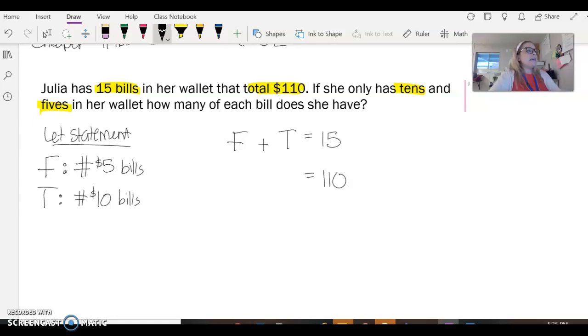So I need to take, remember, F stands for how many bills I have. So if I have 3 5s, I need to multiply that by 5, because that's the money value of a $5 bill. And then however many 10s I have, I need to multiply that by 10, because that's the value. So if I have 5 10s, I'm going to multiply it by 10 and know that I have $50. So now I have created my system of equations that I can go ahead and solve.